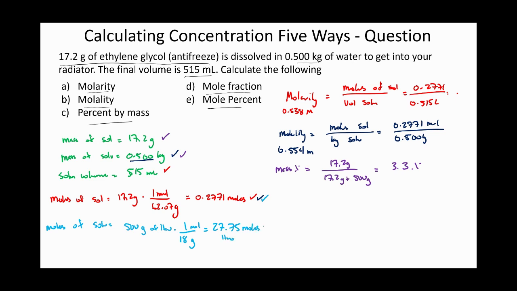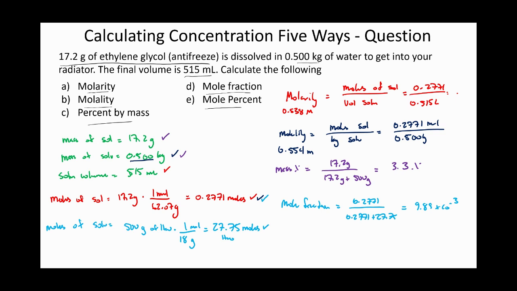And we'll put a check mark by this, and we'll say that our mole fraction is just equal to the moles of solute, 0.2771, divided by the total number of moles, so that's 0.2771 plus 27.75. And when we do that calculation, that'll give us 9.89 times 10 to the negative 3.